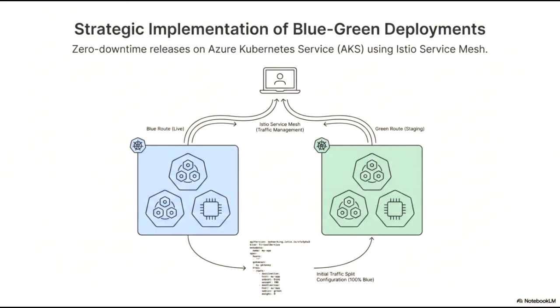Once the new release is verified, we can instantaneously shift traffic from blue to green. This method provides a robust safety net, enabling us to roll back just as quickly if any issues arise, thereby ensuring a seamless experience for our end users with absolutely no downtime.